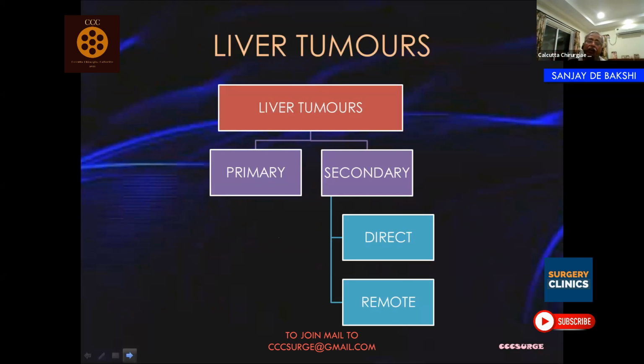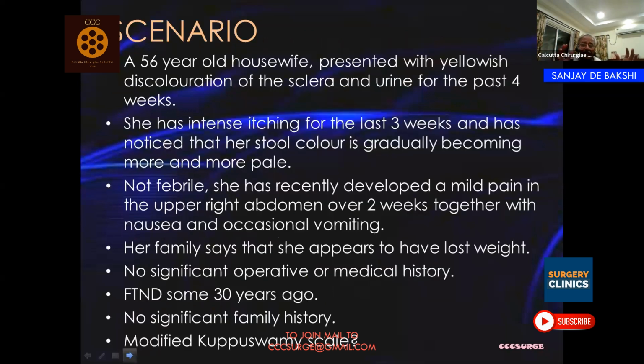You have secondary liver tumors, of which you had 2 types of secondary. You had a direct spread and a remote spread. Both happen equally promptly. So as I said, you have to go up the ladder.